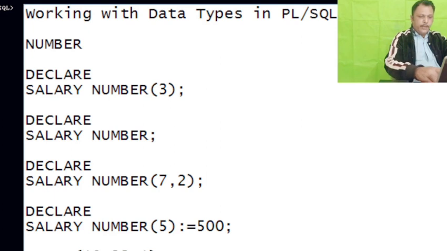Round 10.23, 0. Here the result will be 10, and here 10.2. There is also the trunc function. It is similar to round, but it only removes decimal places, whatever we want. Trunc 10.25, 1. Here the result is 10.2.